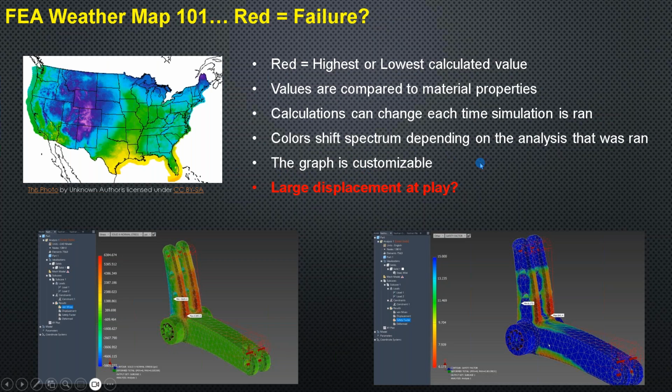The colors will shift spectrum, again, depending on the test. So where red on a von Mises will show the highest stress, red on a safety factor will show the lowest safety. So that's why I say it can show the highest or the lowest depending on the test you're looking at. The graph is customizable, as you saw. You can tweak the levels, you can tweak the quantity, the size of the text. For that matter, you can even set it relative to the actual values for the material, because what you're seeing show up on the graph are calculated based on minimum calculated stress and maximum calculated stress.